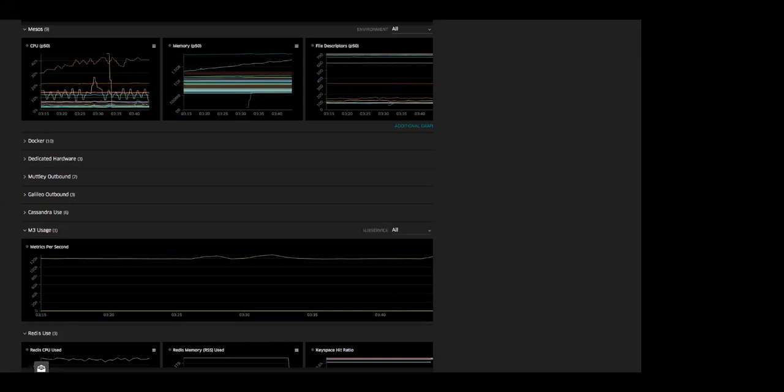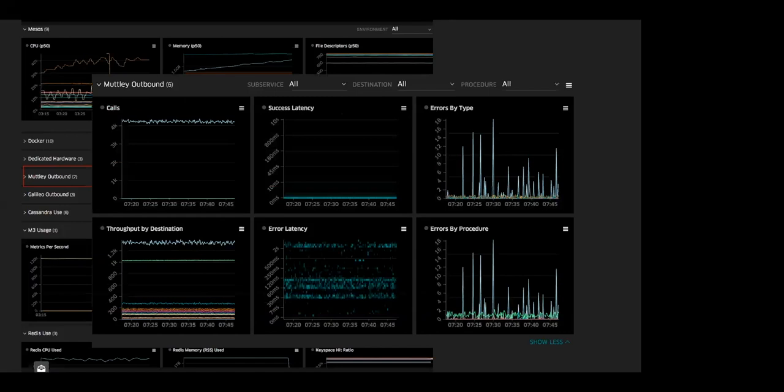I'm going to jump into one of these sections. Yeah, Muttley. So Muttley is our internal routing framework, and this is what we use to route from service A to service B. And Muttley gives out a bunch of interesting metrics. For example, for a given service, you can see all the calls it's making to its destination services. You can get kind of the success latency distributions. You can get errors, throughputs, things like that.